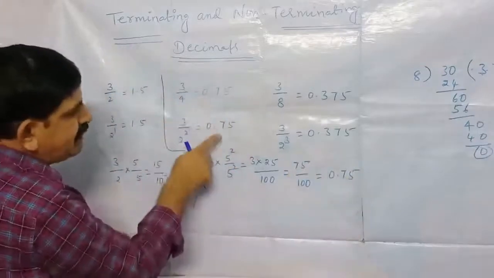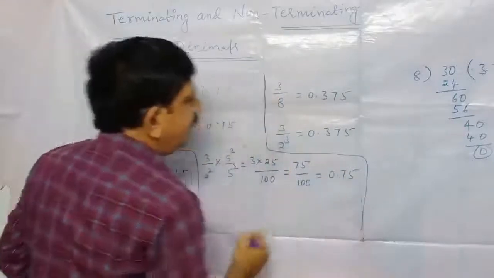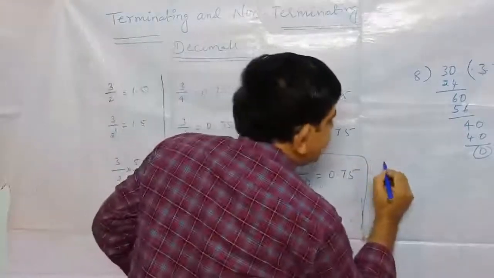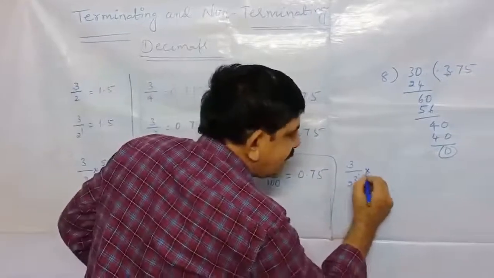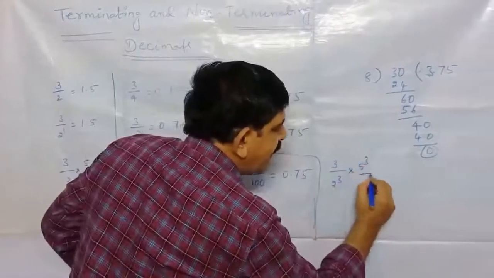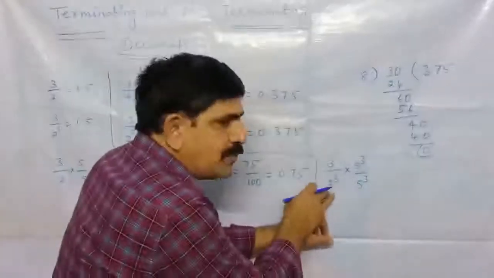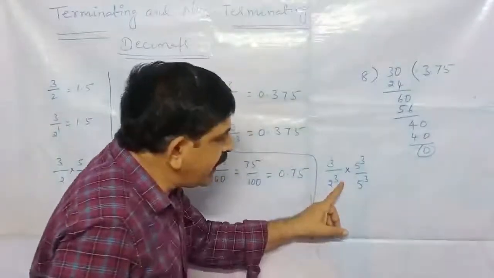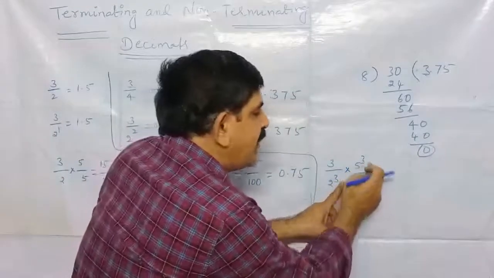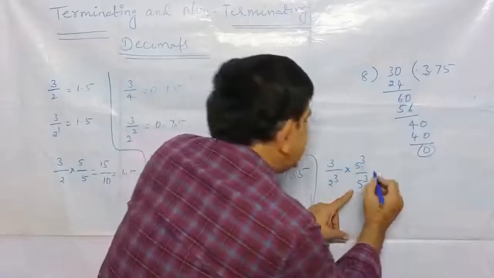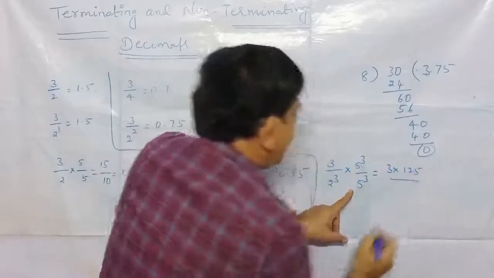See, 0.75, 0.75 and 0.75. Next, third one, 3 by 2 cube. So 2 cube is again 5 cube by 5 cube. That means what is the power of 2? The power of 2 is 3. So we have to multiply and divide with 5 to the power of 3. So this is equal to 3 into 125 by 5 cube.